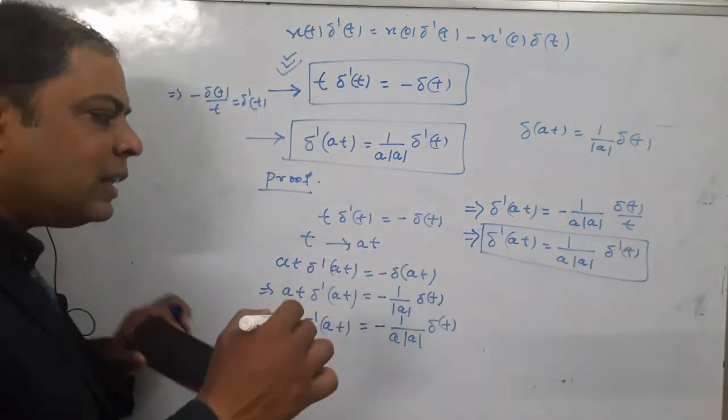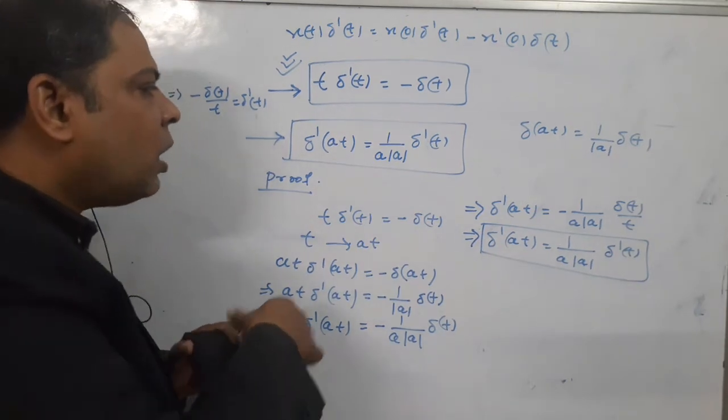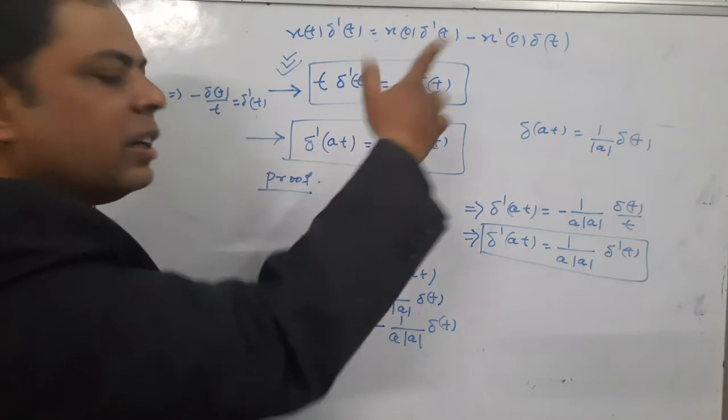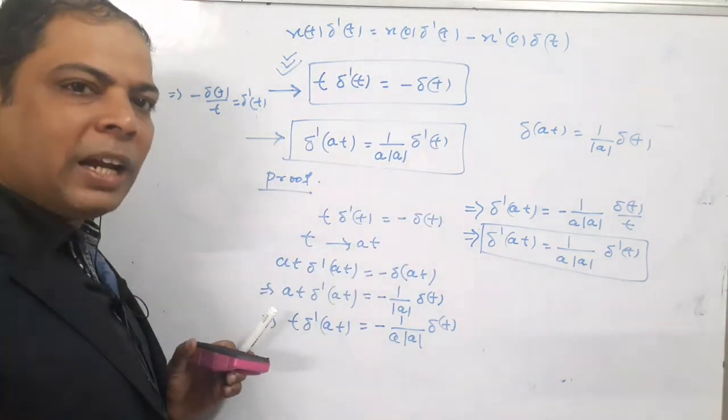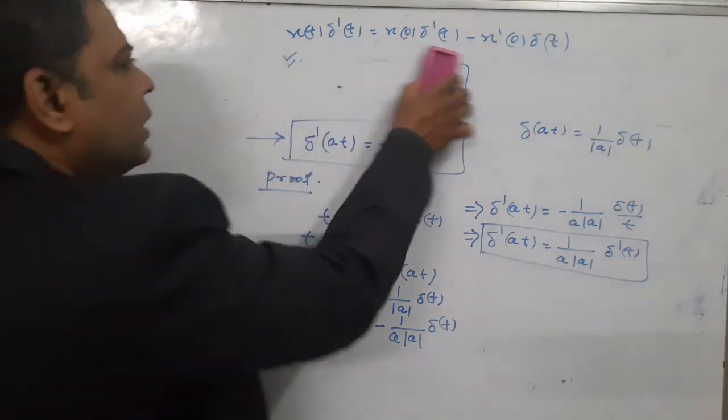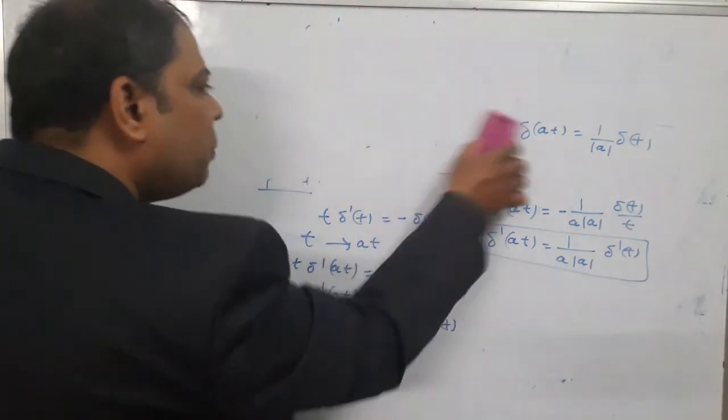So this is known as a scaling property in case of your doublet function. Del dash at t is equal to 1 by a mod a del dash t. समझ में आ रहा है? Clear or not? Okay. So now these two properties are very important.